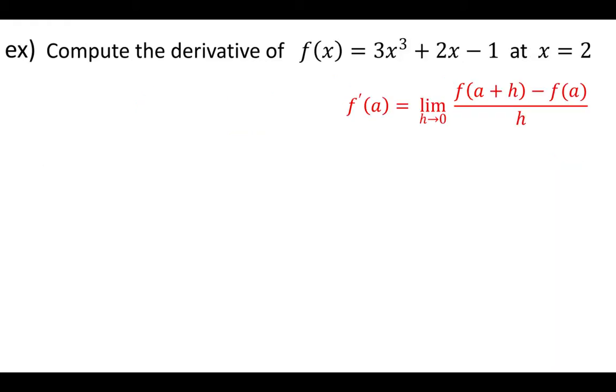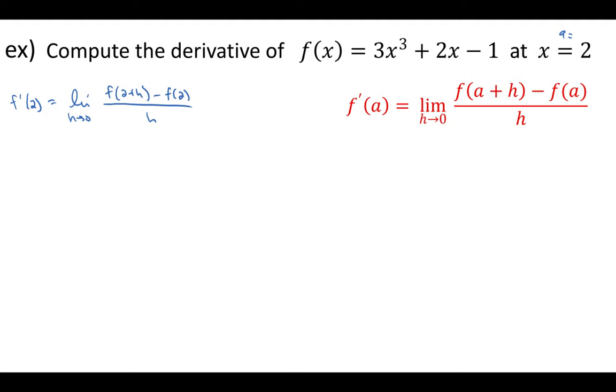All right, let's try another one. This one's going to be just a bit more complicated. I put the formula on there as well, but again, you do need to memorize this. So let's go ahead and try this out. We're going to find the derivative of this function, 3x cubed plus 2x minus 1 at x equals 2. So this is going to be f prime of 2, so a is 2, so f prime of a equals the limit as h goes to 0. This is where it gets a bit complicated. It is going to be f of (2 plus h) minus f of 2 over h.